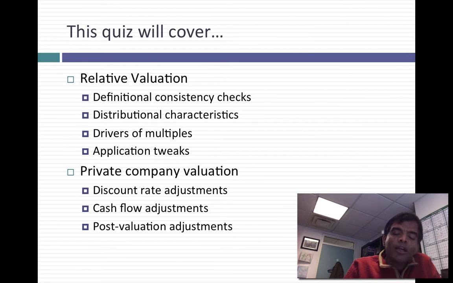On private company valuation, three big issues. One is that the discount rate might vary depending on who the potential buyer of your company is. If that investor is not diversified, they're going to demand a much higher cost of equity. The second is cash flow adjustments, things like the owner not charging themselves a salary. How do you adjust for that? And then post-valuation, there are adjustments for, hey, what do I do about liquidity? What do I do if a key person leaves? So those issues will all come into play.